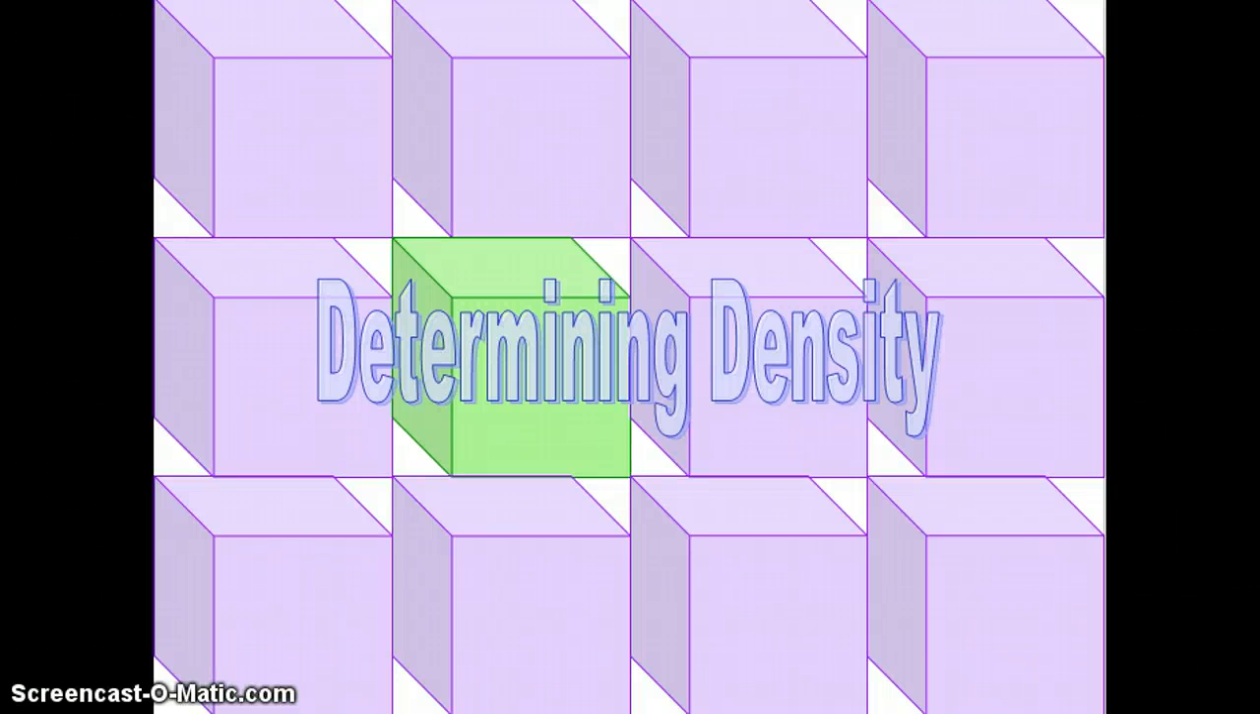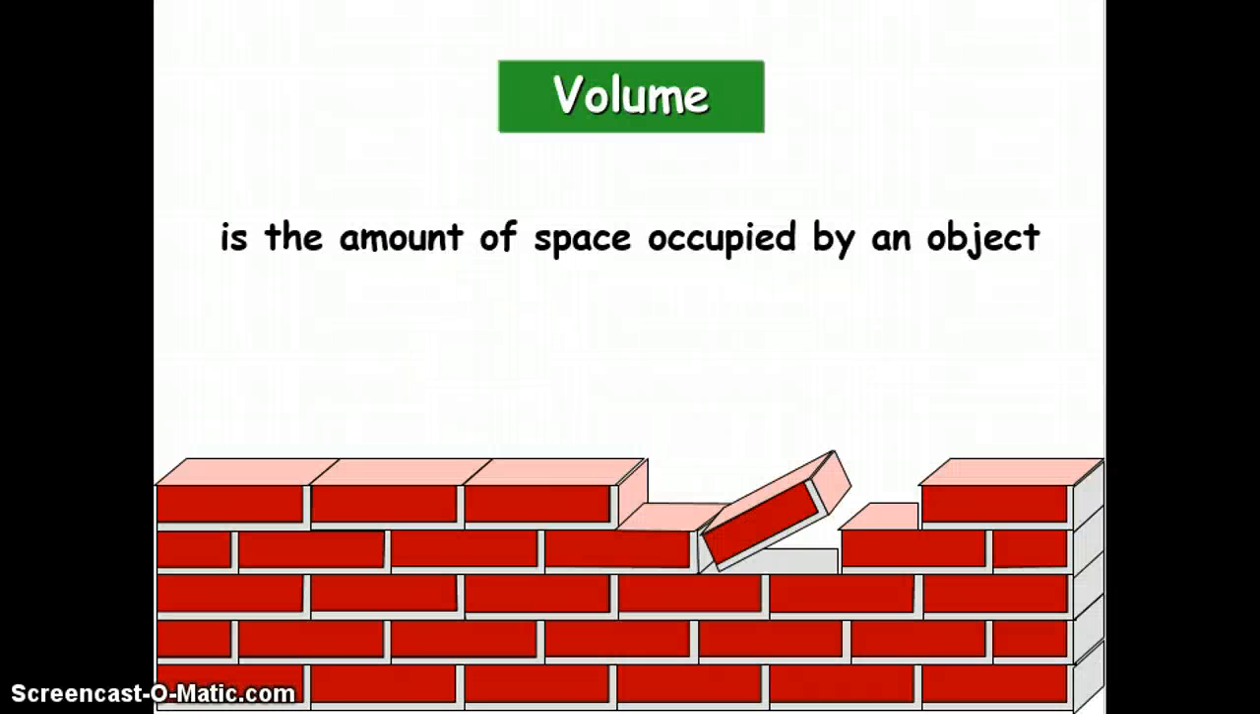Today we'll be learning how to determine the density of an object. In order to determine density, we first need to know the mass and the volume. We're going to start off today by learning about volume. Volume is the amount of space occupied by an object.